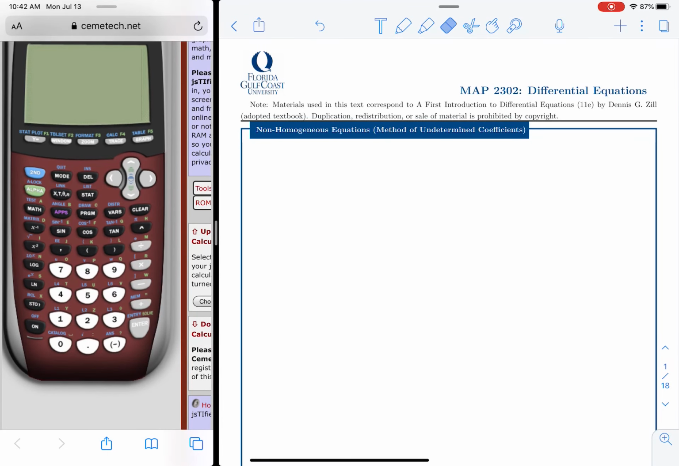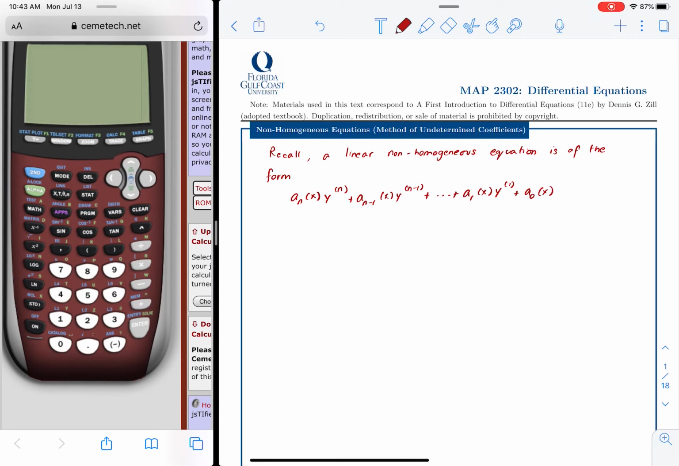So we go on to non-homogeneous equations. Recall, a linear non-homogeneous equation is of the form a_n(x) times the nth derivative, a_(n-1)(x) times the (n-1)th derivative, all the way up to a_1(x) times the first derivative, plus a_0(x) times y itself, and that equals g of x.